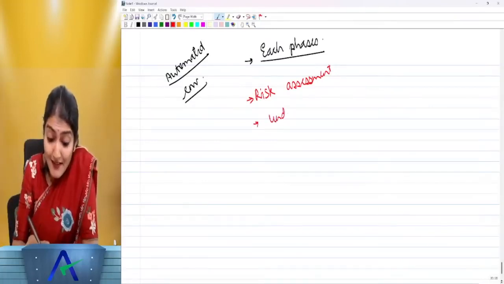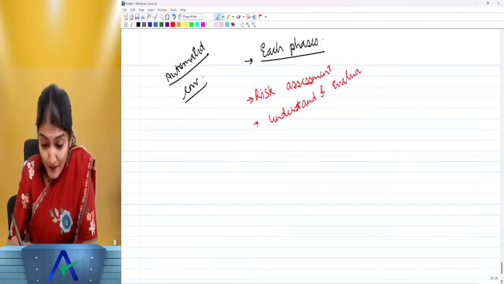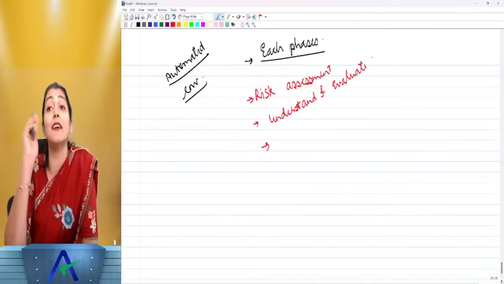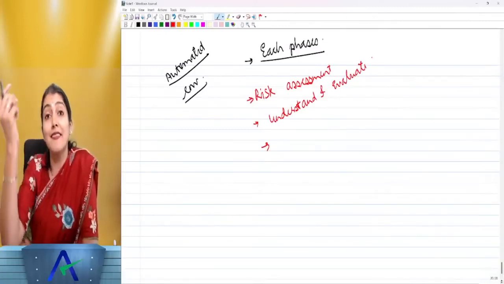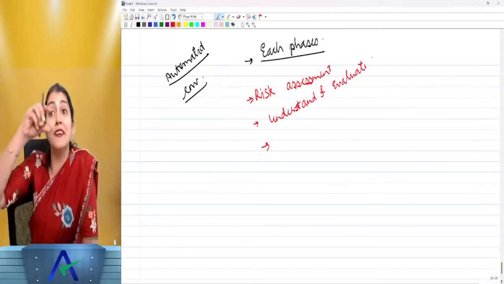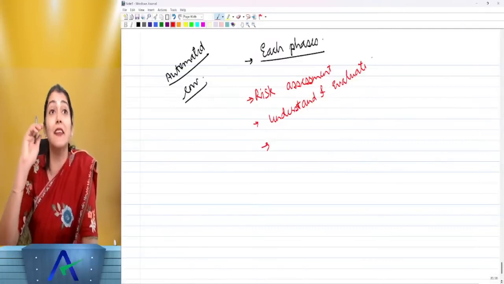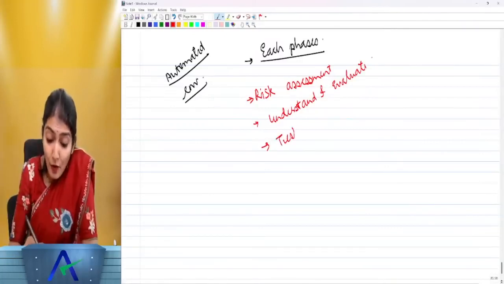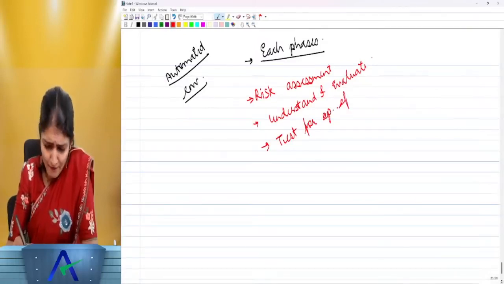Then what do you do? Understand and evaluate. You perform the system walkthrough, the end-to-end processes. Then you also prepare the risk and control matrices. Then you understand the direct entity level controls and the indirect entity level controls. You check the IT general controls and the application controls. So that is understand and evaluate. Then you test for operating effectiveness. So for testing operating effectiveness, you do the control testing.